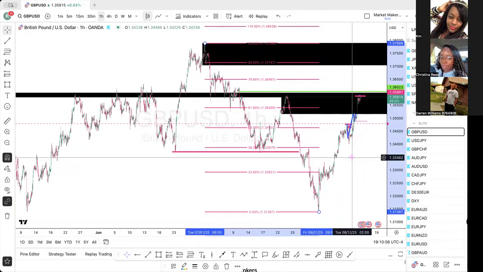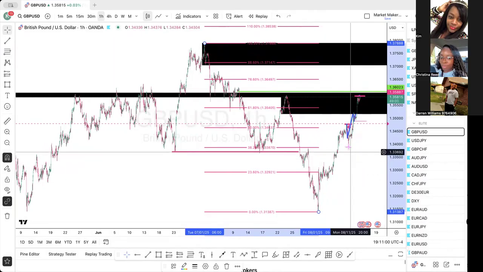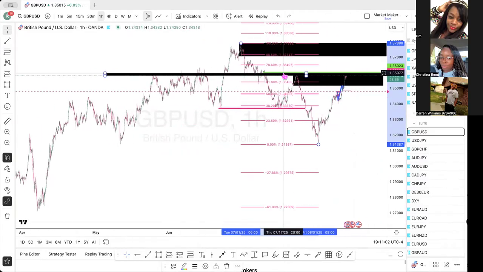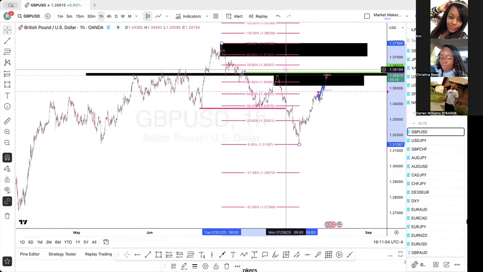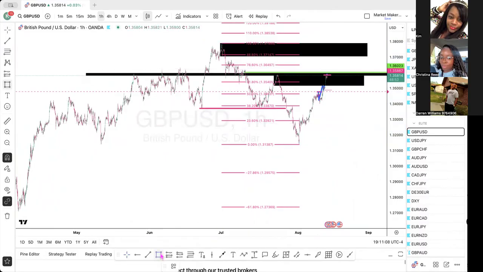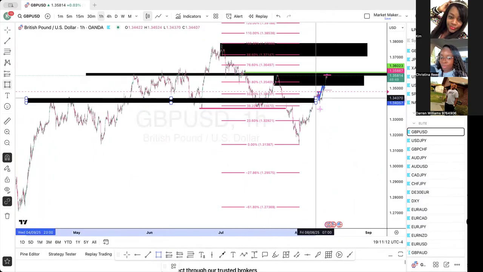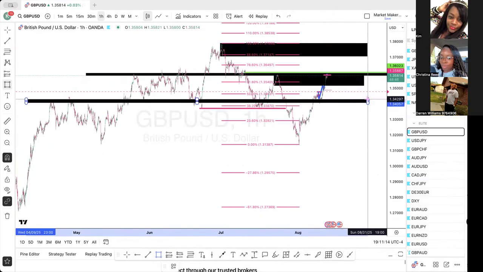Now, when you do your support and resistance, is that just your swing high and swing low? My support and resistance are swing highs and swing lows, but it's where price has come and reacted. And they're not always perfect, right?